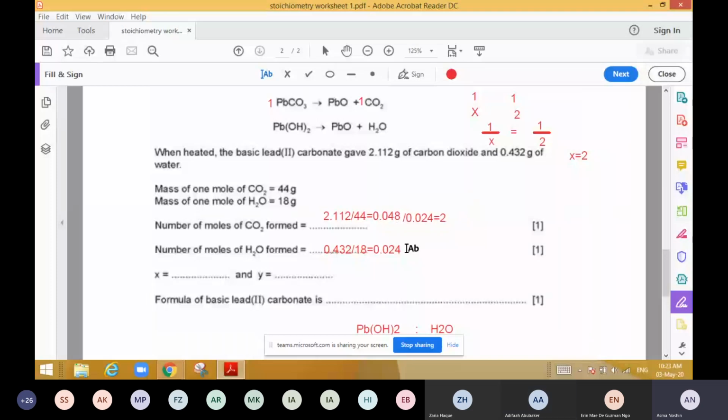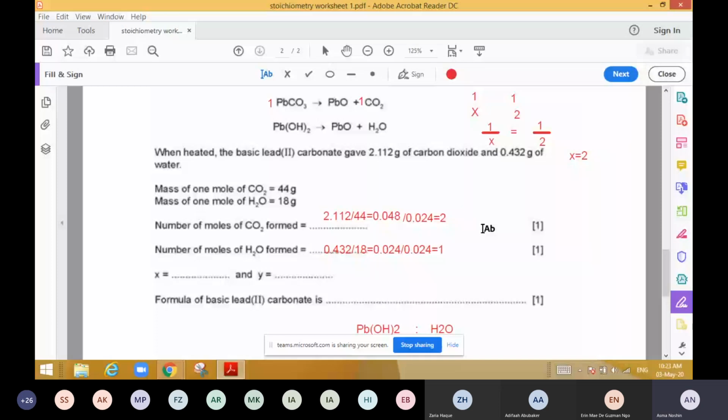Okay. What about over here? Same thing we have to do. Divided by 0.024. And what you will get? 1. Yep. Okay. So now you got 2 over here. You got 1 over here.